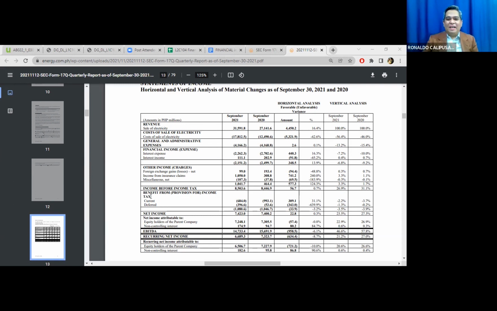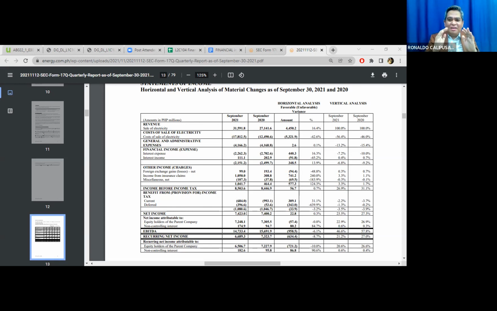So here, there is a computation of the taxes. A total tax of 1,080,000,000. After that, you have your final net income. So what can you say about how the company performed during the year? What is their performance? They generated a net income of 7.4 billion pesos.